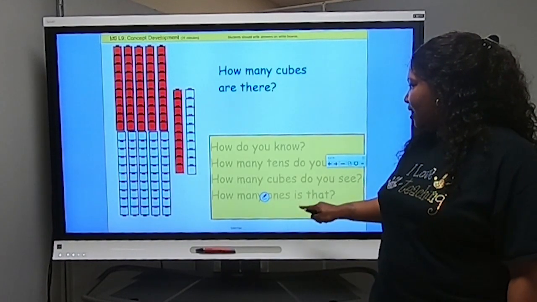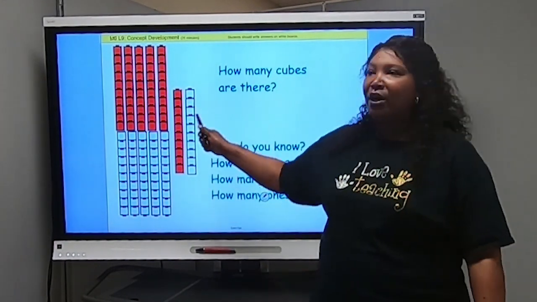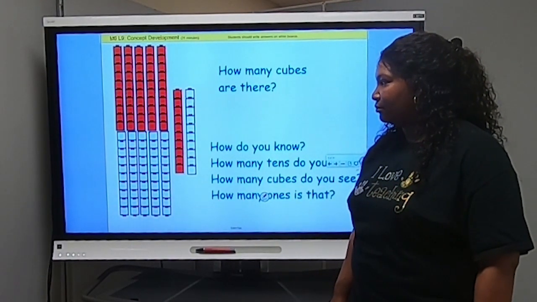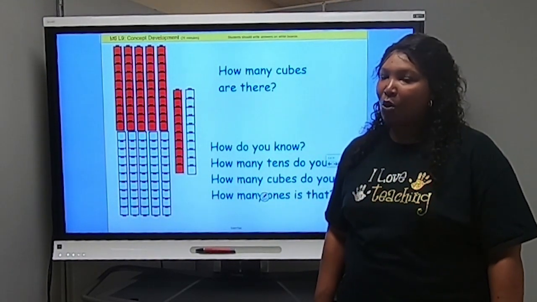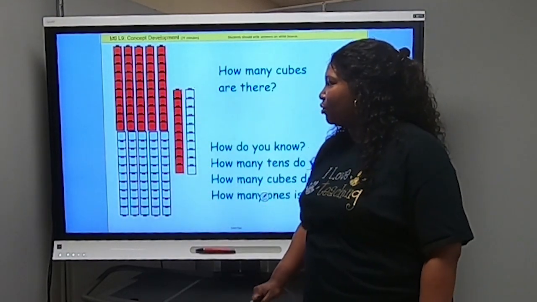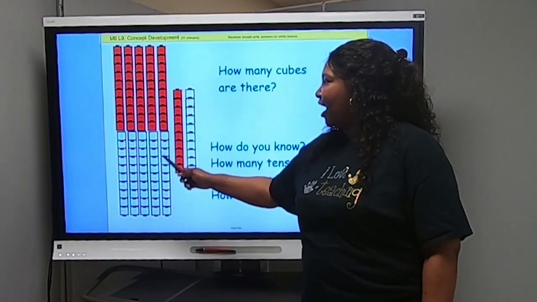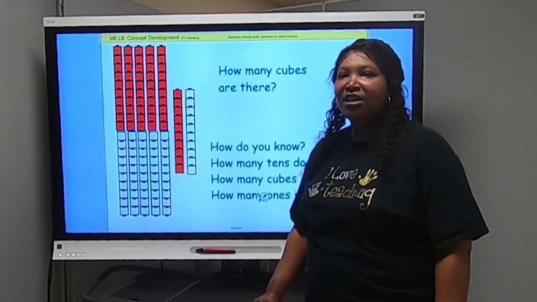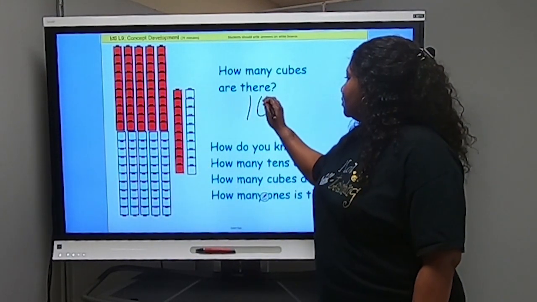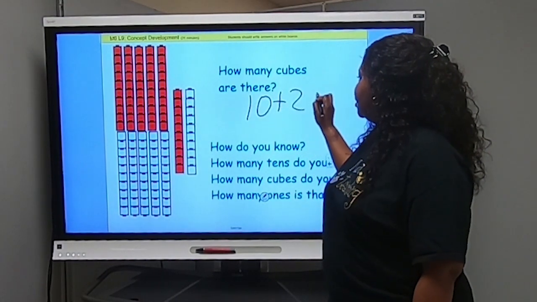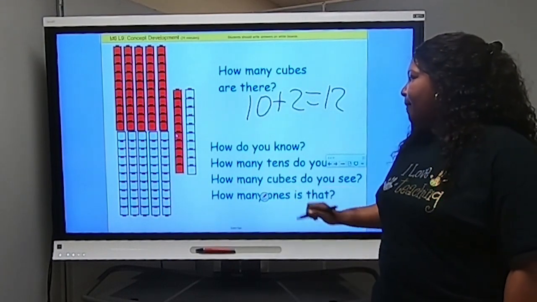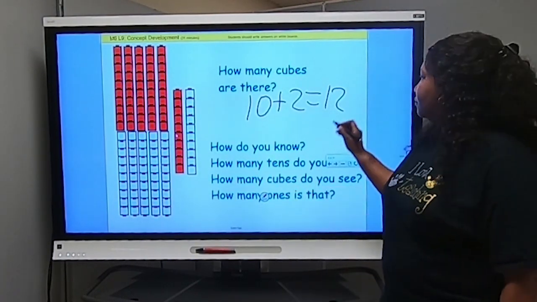12. Good job. How did you know so quickly that there were 12 cubes? You are very smart, right? Because they're in groups of 5, you have a group of 5, 5, and then you have 2 on the side. So 5 plus 5 is 10. Add 2 more, that is 12. Good job. Okay, so how many cubes do you see in all?